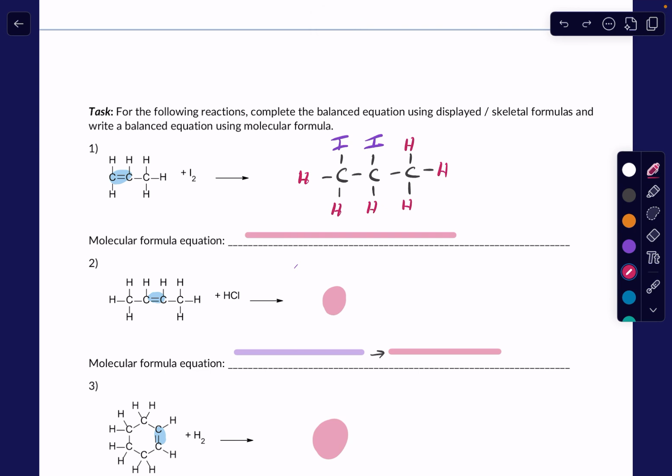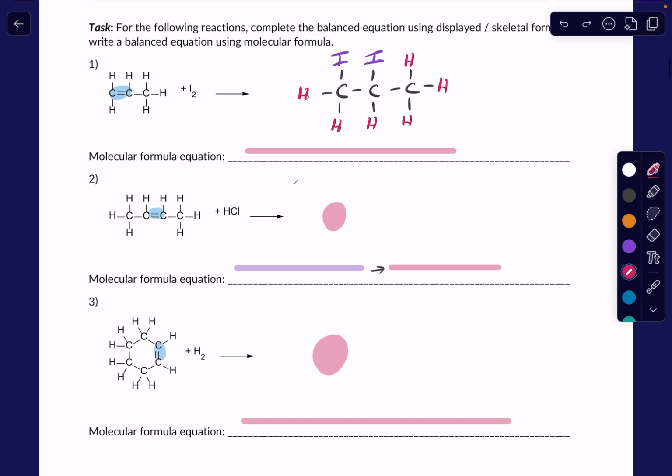What I would like you to do for the molecular formula is write the molecular formula for our propene, for our iodine, and then to make our product. And that'll give you the molecular formula. If you're unsure how to do that, I'm going to show you what I mean by this example here.